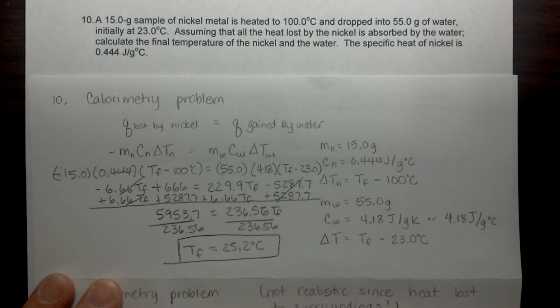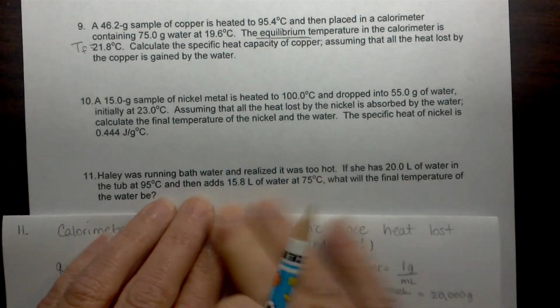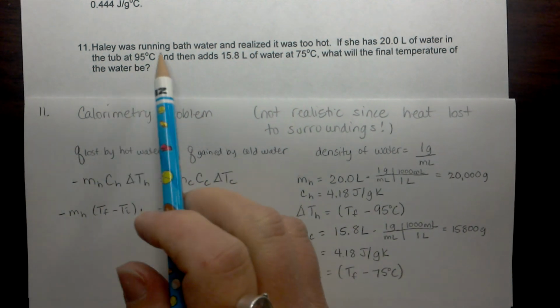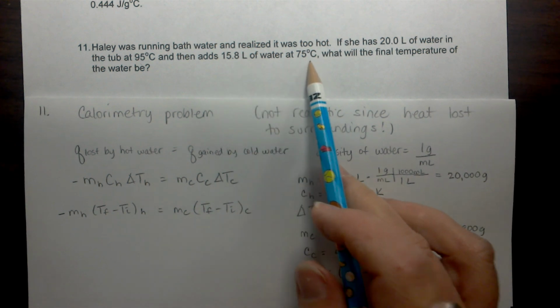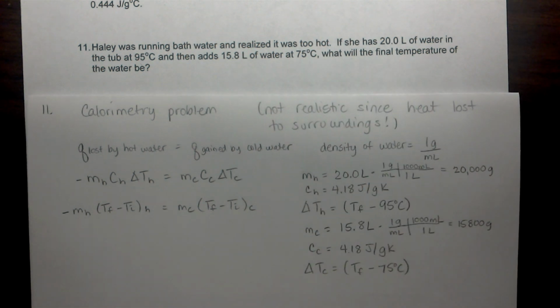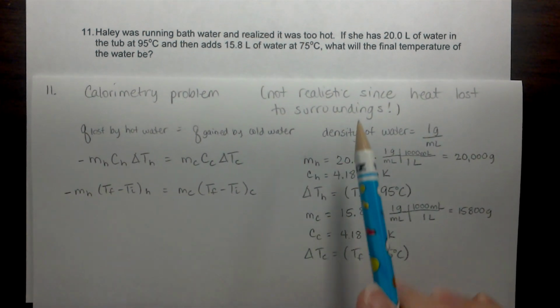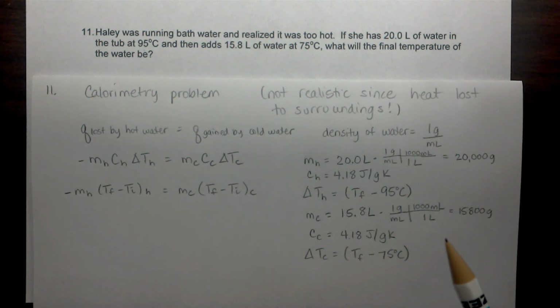All right, let's look at one more before we run off this video. Number 11, Haley is running bath water and realized it was too hot. She's got 20 liters of water in the tub at 95 degrees C, so this is the hot water. Then she adds about 15.8 liters of cool water, and again, we want to know the final temperature. So it's similar to what we just did, however, it's not really a realistic scenario since she's doing it in a bathtub, which is not a correct calorimeter that has insulation to keep heat from being transferred to or from the surroundings. But we're going to assume that it is.